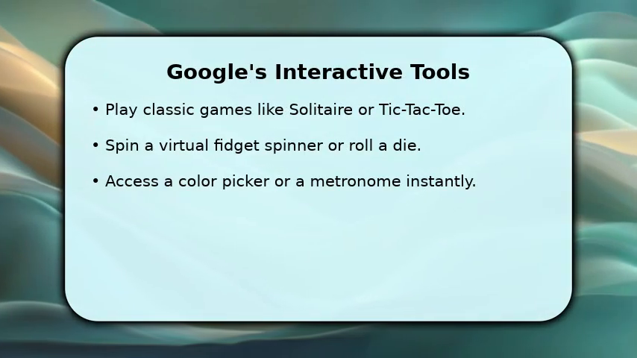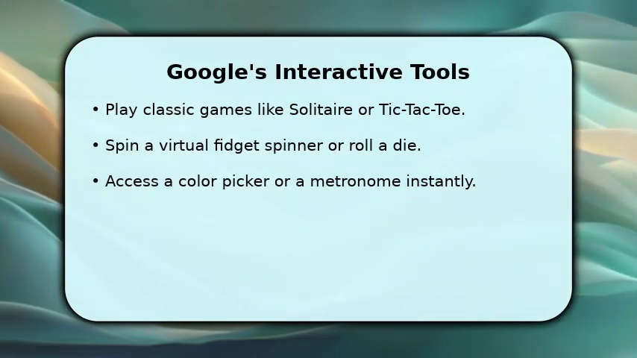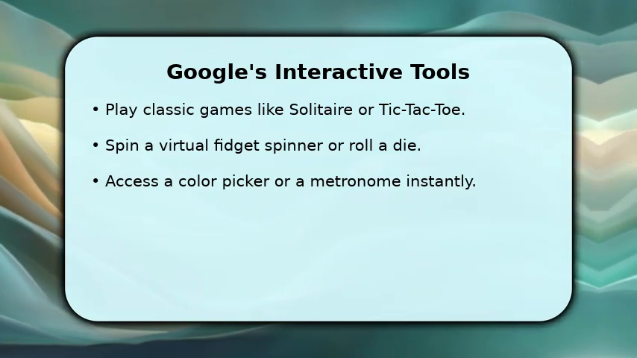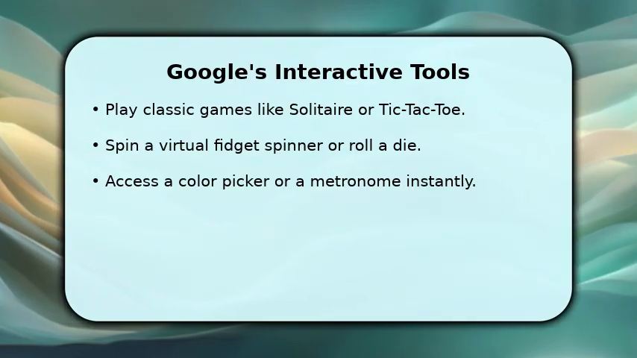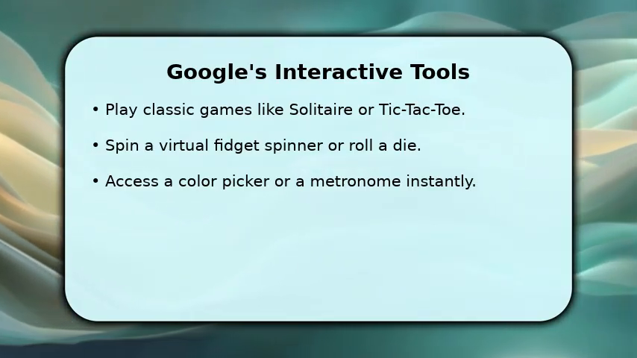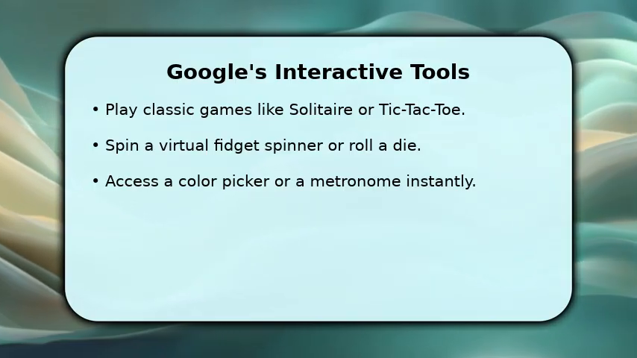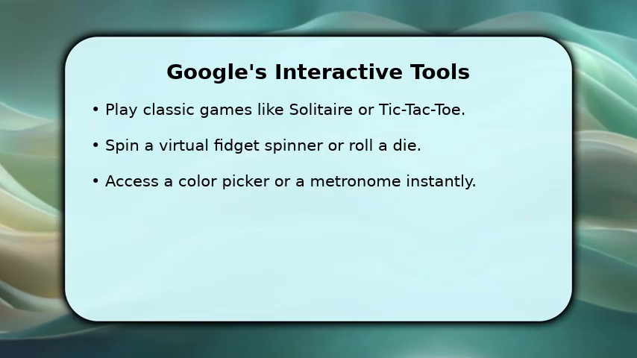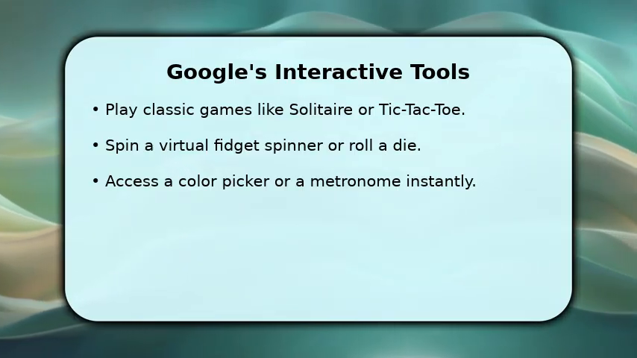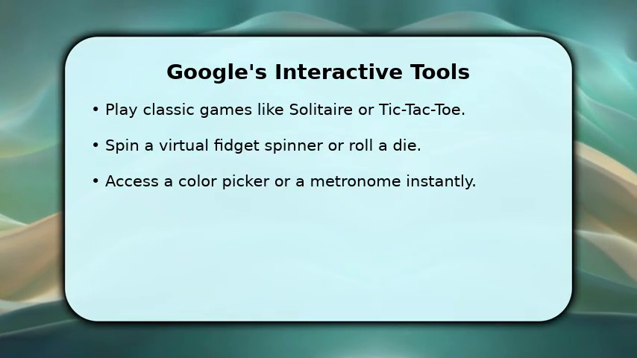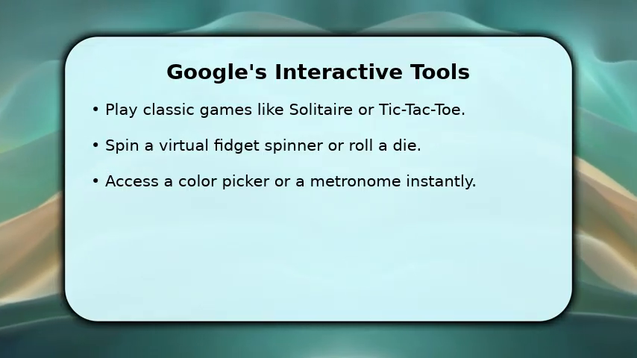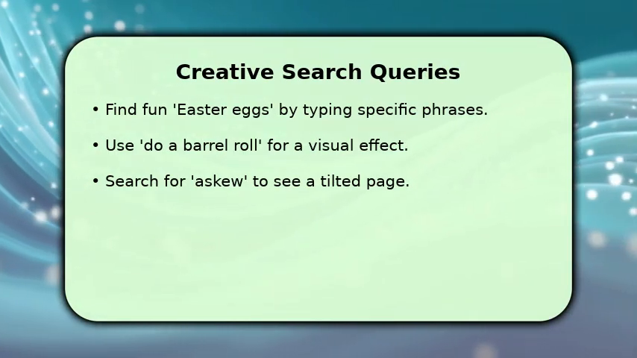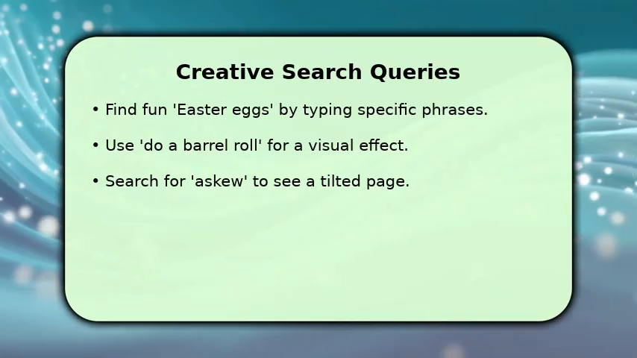Google offers a variety of interactive tools and games directly within its search interface. You can easily play classic games such as solitaire or tic-tac-toe by simply typing their names into the search bar. Need a quick decision? Spin a virtual fidget spinner or roll a die. You can also access practical tools like a color picker or a metronome instantly, making everyday tasks a bit more playful.